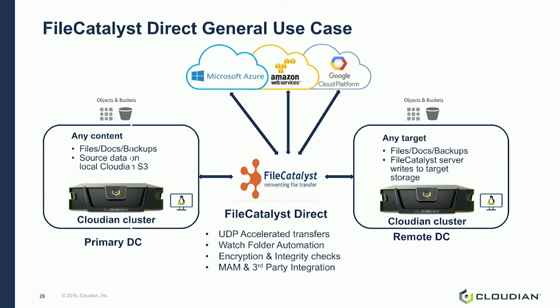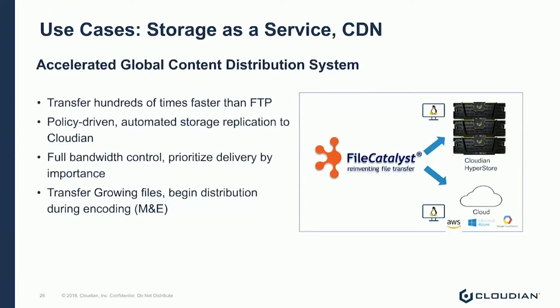So one of the use cases that was discussed earlier is being able to mirror data or transfer data. FileCatalyst can be used in any workflow that involves archiving, backup, or remote replication. FileCatalyst can be used to move files in such a use case. FileCatalyst can either target another Cloudian HyperStore in terms of replication, or you can move data to any public cloud. At this point, I'll pass it back to you, Rich, so you can talk about storage as a service.